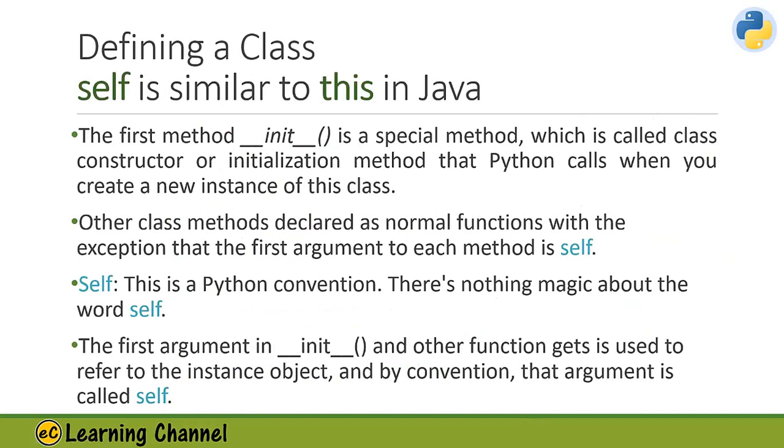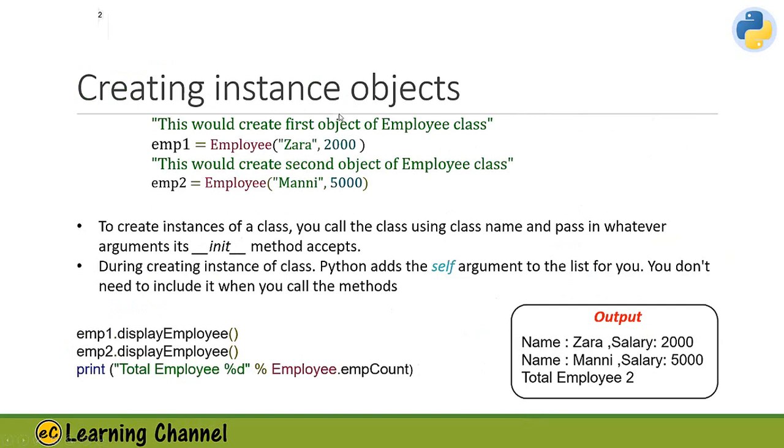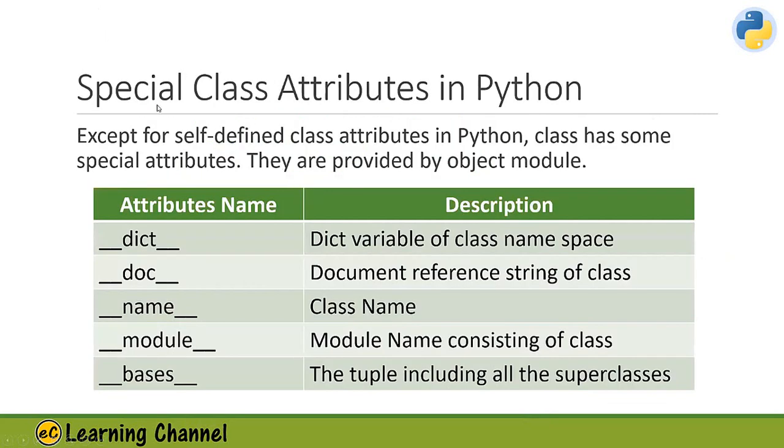So self is similar to this in Java, okay? And the constructor is underscore underscore init underscore underscore, okay? That's actually the constructor. And when creating an instance object, you actually have no new, okay? No new, but this one will create the object, okay? And then we have special attributes. So we have __dict__, __doc__, __name__, __module__, __bases__. Okay, what does this mean?